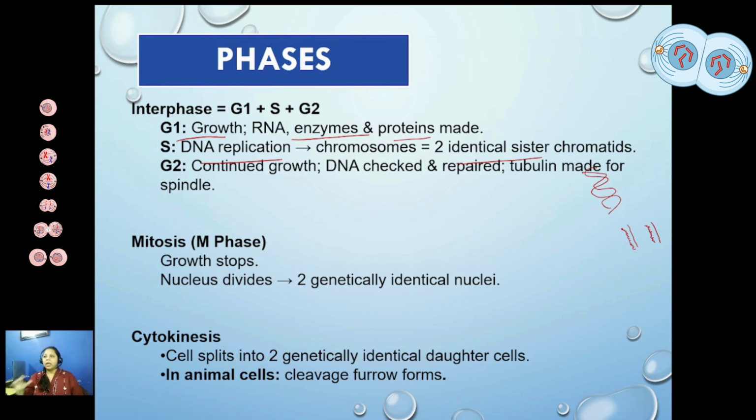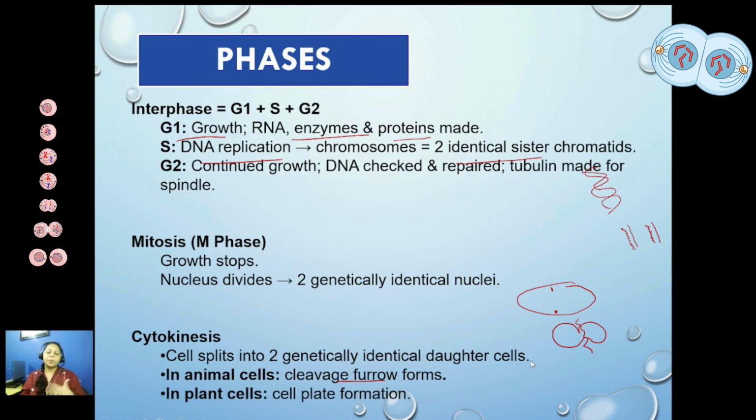In animals, if this is an animal cell, it moves inward, forming a pinch, which is called the cleavage furrow, and then it forms like this, and then they further divide. But in the plant cell, a plate is formed, which is formed by vesicles. It is aligned in the center, and then it divides.